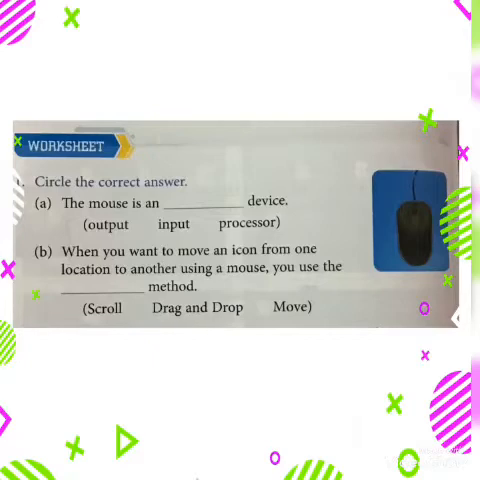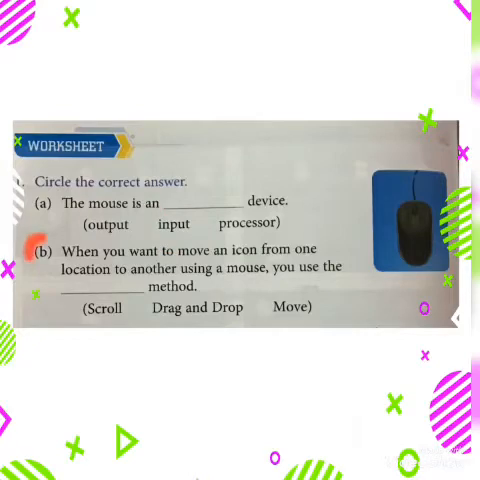First one, the mouse is an dash device. You all know the mouse is an dash device. It is an input device. So circle the correct answer. So, he circled input device.